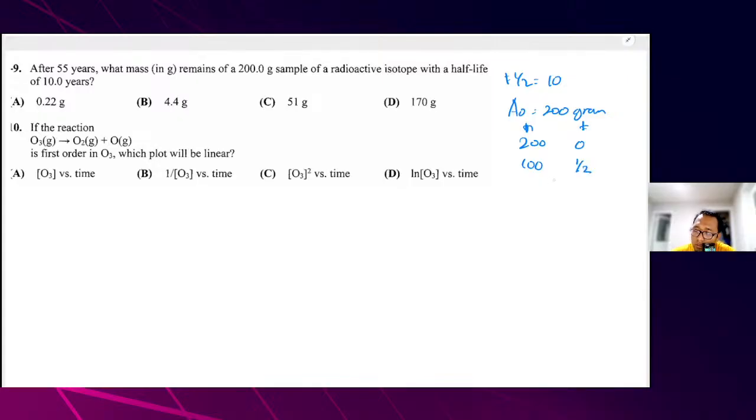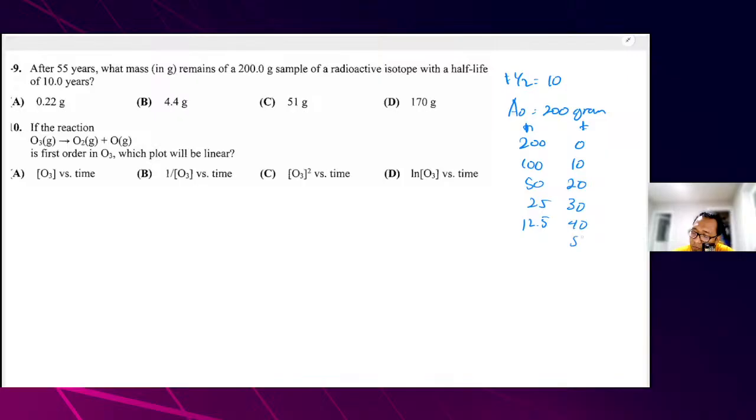it will be 100. This is for the first, second, and then the third one. The half-life is 10 years, so it will be 10 over here. If we put in 20 years, it will be 50. If we put in 30 years, it will be 25. And then at 40 years, it will be 12.5, right?